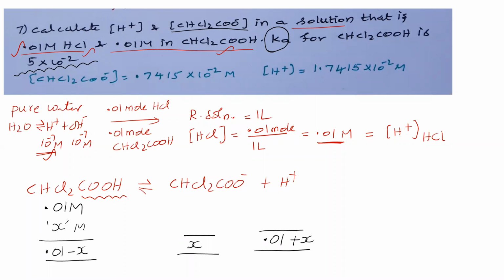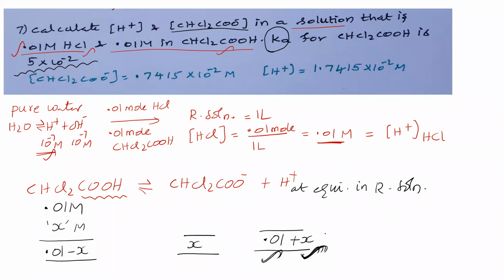This H plus is called the concentration of H plus at equilibrium in the resultant solution. In the resultant solution, the concentration of H plus will be one value. We cannot say that this H plus is from HCl or from dichloroacetic acid. Therefore, H plus contribution by HCl and H plus contribution by dichloroacetic acid we are considering. So H plus concentration at equilibrium in the resultant solution is 0.01 plus X. So concentration of H plus we have written here.